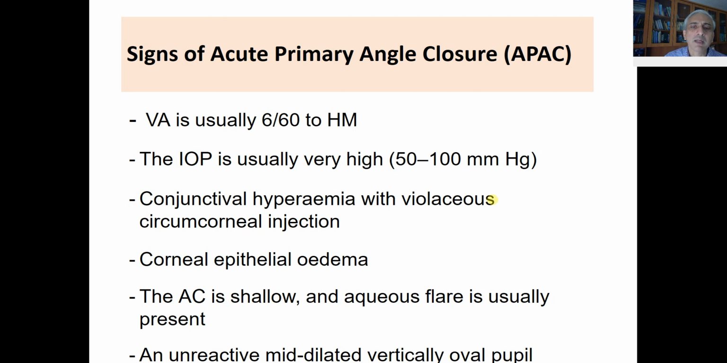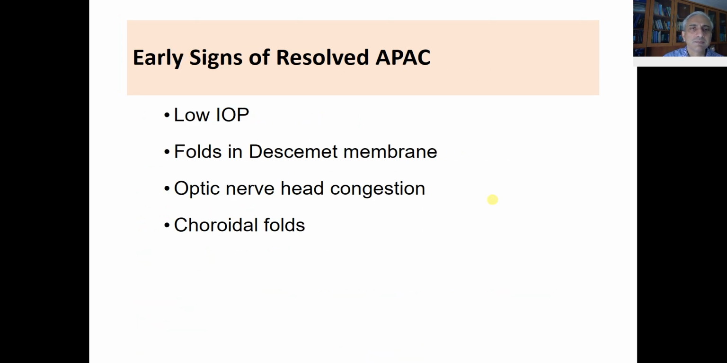An unreactive mid-dilated vertically oval pupil is the characteristic pupil which you see in patients with angle closure glaucoma. So when the acute attack resolves, you get hypotony because the ciliary body goes into a shock. That's why. And then it tends to recover and then again produces raised intraocular pressure.